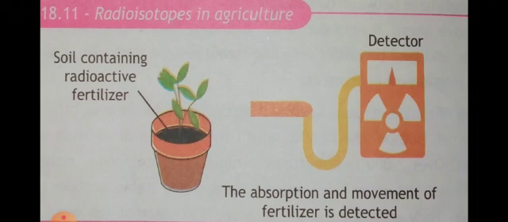The higher yield varieties of seeds have also been developed after mutation through radiation. So here the soil contains the radioactive fertilizer which is absorbed, and the movement of the fertilizer is detected on the detector.